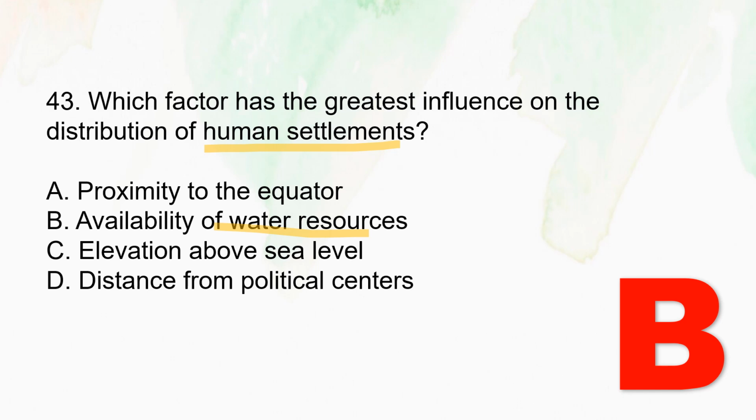For letter A, proximity to the equator affects climate but is not the main factor in settlement patterns. For letter C, elevation impacts climate but is not the primary factor for human habitation. For letter D, political centers may influence settlement, but water is more essential. We are looking for the best answer, and that is letter B.